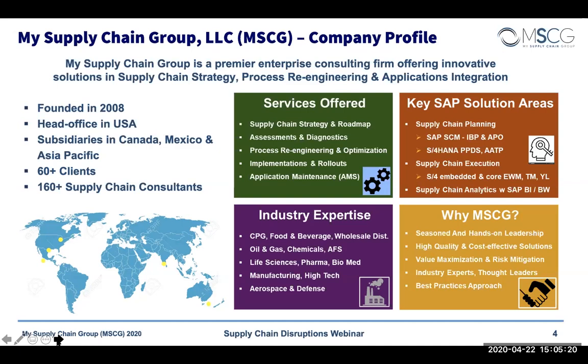Our key solution offerings are related to supply chain planning. Within that, we do SAP supply chain solutions like Integrated Business Planning and Advanced Planning and Optimization. We also have extensive expertise with planning capabilities in S/4HANA for production planning, detailed scheduling, available to promise, and so on. We also have a rapidly growing practice in supply chain execution, with focus on embedded and core extended warehouse management, transportation management, air logistics, and so on. In addition, we have a significantly growing practice in predictive analytics and business warehousing.